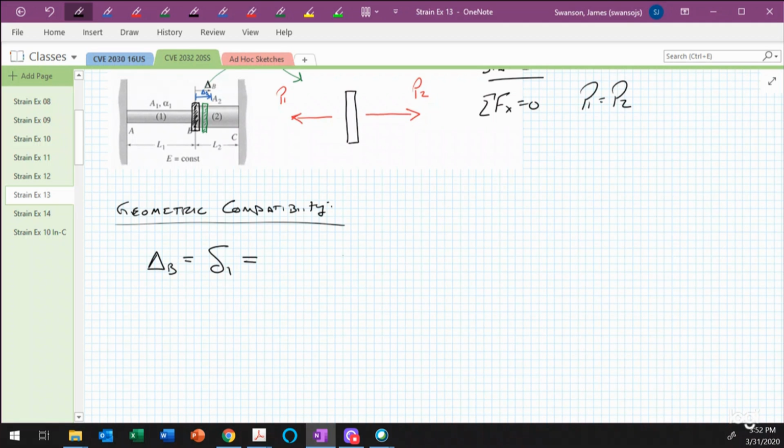And if it moves to the right, then element number 2 has to get shorter. And if it gets shorter, that's negative. Tension is positive, so an elongation is positive. Compression is negative, so a contraction is negative. So this represents our geometric compatibility relationship. Delta 1 is equal to the opposite of delta 2. As AB gets longer, BC must get shorter by the same amount.